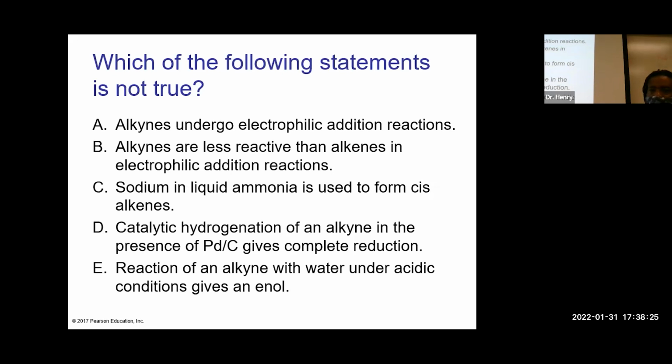E, the reaction of alkenes in water under acidic conditions gives an enol. Okay, everybody says C. I should say the not true answer is C.